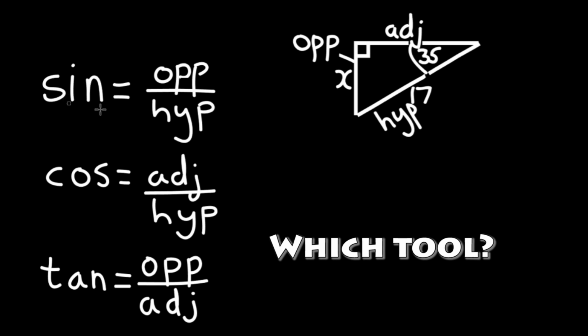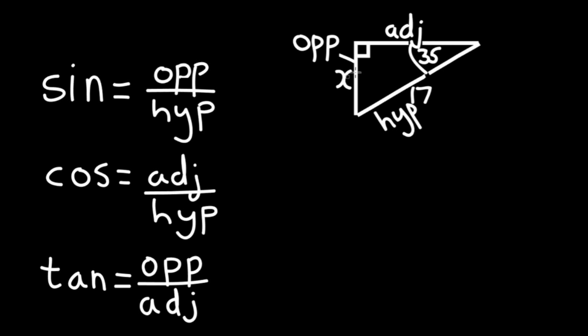Okay, next step, decide which tool we're going to use. Will it be the sine tool? Are we working with the opposite and the hypotenuse? Yes, we are. Let's just check. To use the cosine tool, we need to be working with the adjacent side, which we're not, so we can cross that one out. Same for tangent, so we can forget about the cos and tan tools from this point.